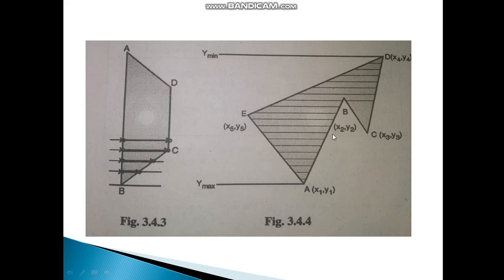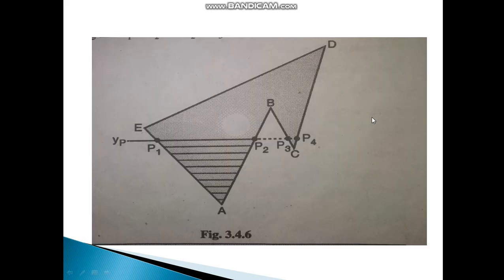The question is about the edges BC and CD. Here the scanline is drawn. In this case there are 4 intersection points, 1, 2, 3, 4, in this figure. This is the AE and AB edge, the BC and CD edge, but we have to fill the color in only this portion.